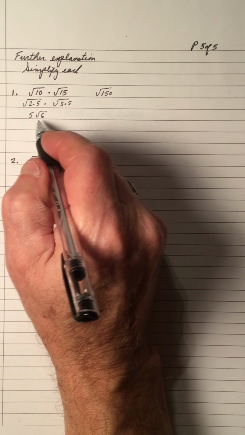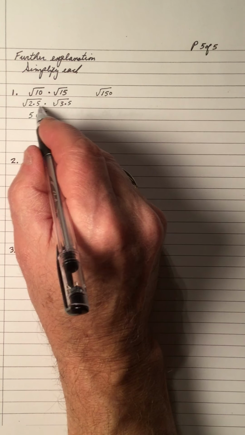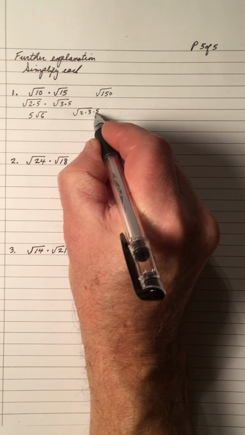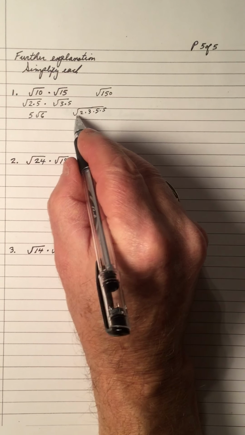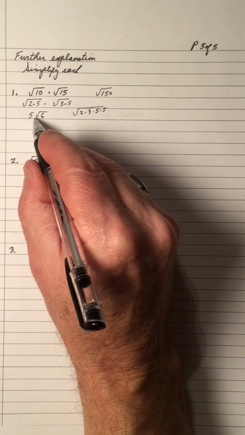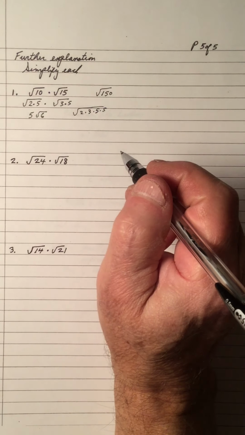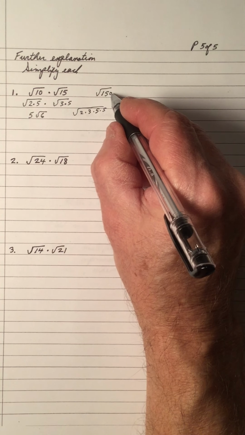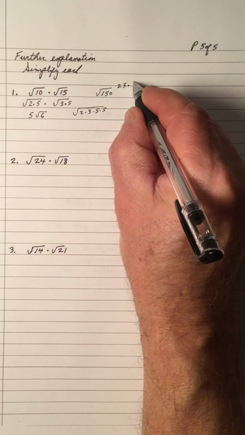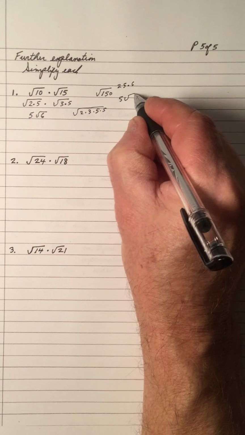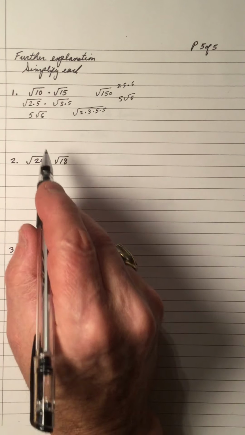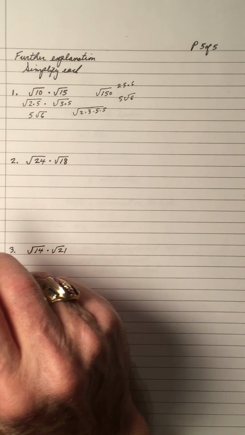Notice if you know what you're doing, then you don't have to write out 2 times 3 times 5 times 5. But if you're not sure, rewrite this step to this one, and then go to this one. But it's your choice. If you did the square root of 150, and you recognized that was 25 times 6, you would have got a 5 root 6. But when the numbers get large, it's better to go with the prime factorization.